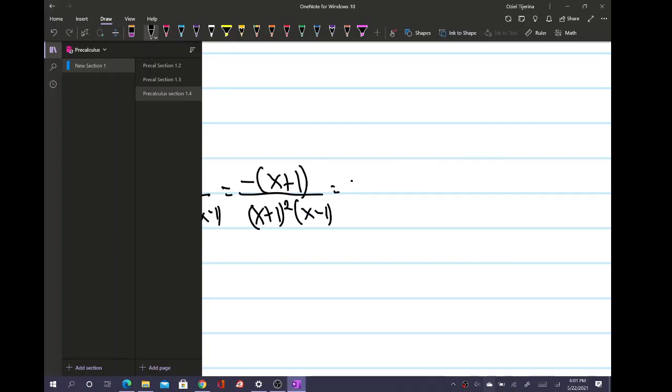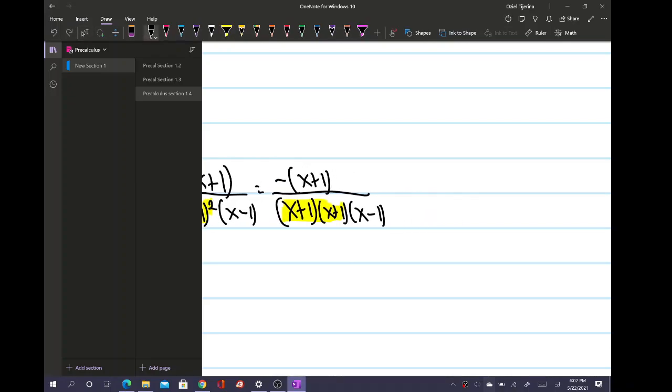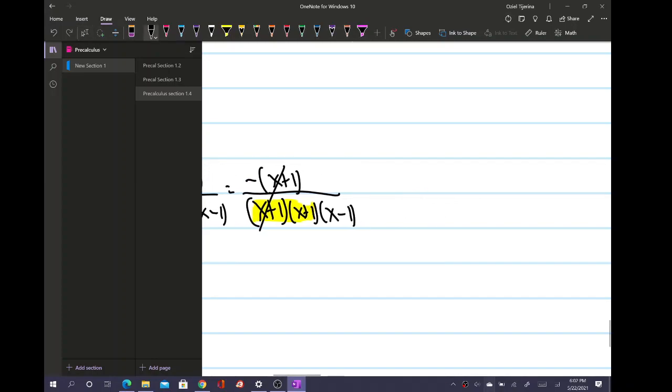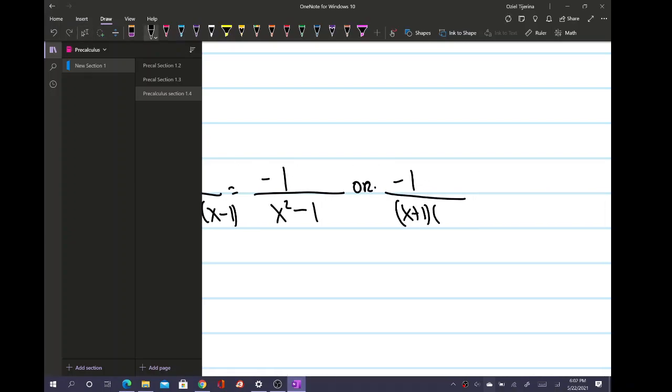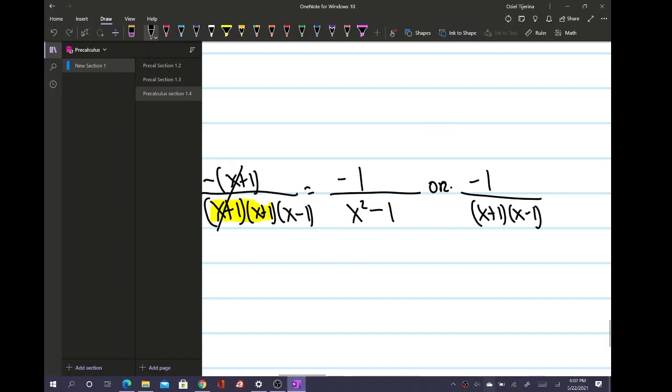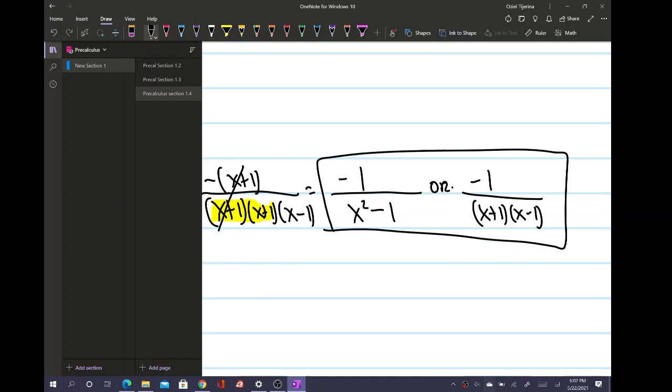Now, this is equal to negative the quantity x plus 1, and we can split this into two products, x plus 1 times x plus 1 times x minus 1, because really, this is equal to this. Now, we can cancel this term out, and I can say this is just negative 1 divided by x squared minus 1, or negative 1 over x plus 1 times x minus 1. Either answer works.